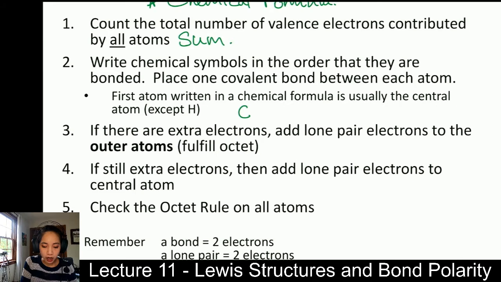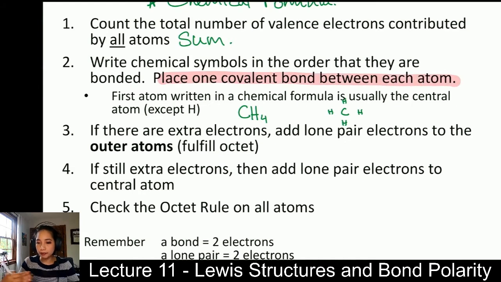So if I have a compound like CH4, right, that's a covalent compound, I'm going to put carbon in the center, and then I'm going to put those other 4 hydrogens all around it. So that's what I mean by write chemical symbols, how they're bonded. And then the second part, place one covalent bond between each of the atoms.